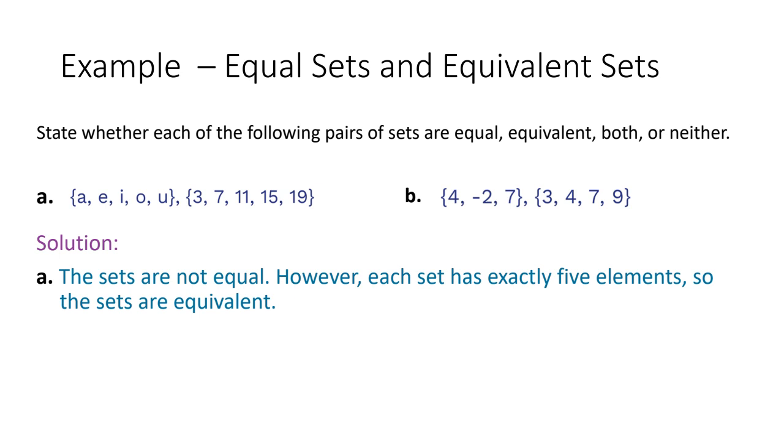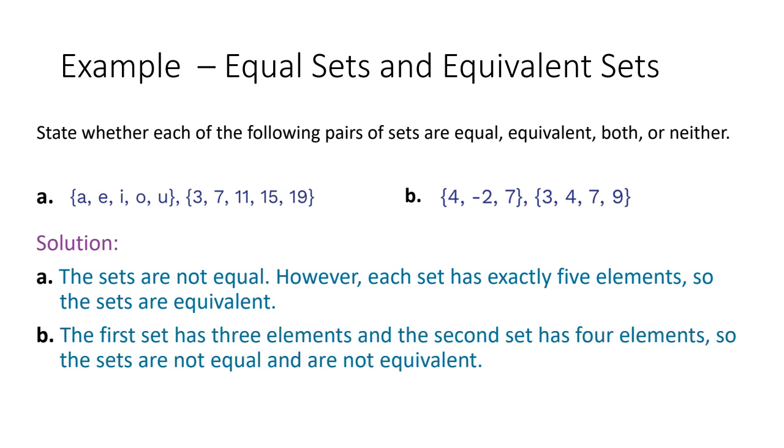And in B, the first set has 1, 2, 3 elements, and the second one actually has 4. So these two are not equal and not equivalent. They have different elements, and they also are not of the same amount.